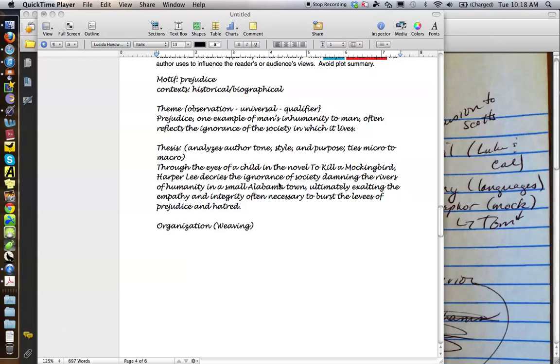After developing your thesis statement based on the prompt, the next step is brainstorming and organizing your thoughts. There's a new strategy I want us to learn this year called weaving.